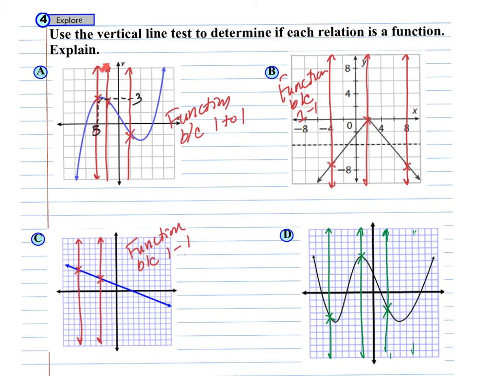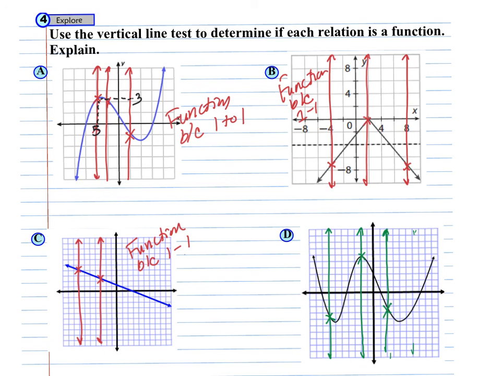Anytime I draw a straight line up and down, it only touches this blue graph once. It is a function. Look at this one. This is my function right here. This is an absolute value function, this upside down v. If I draw a straight line, look, it only crossed it once. I drew a straight line in the middle. Only crossed it once.